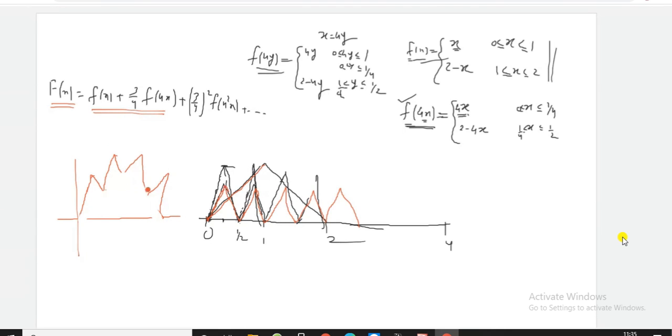You need a precise proof, and now I'm going to prove this fact that this capital F is actually not differentiable at any point on this real line. Is it okay to everybody?